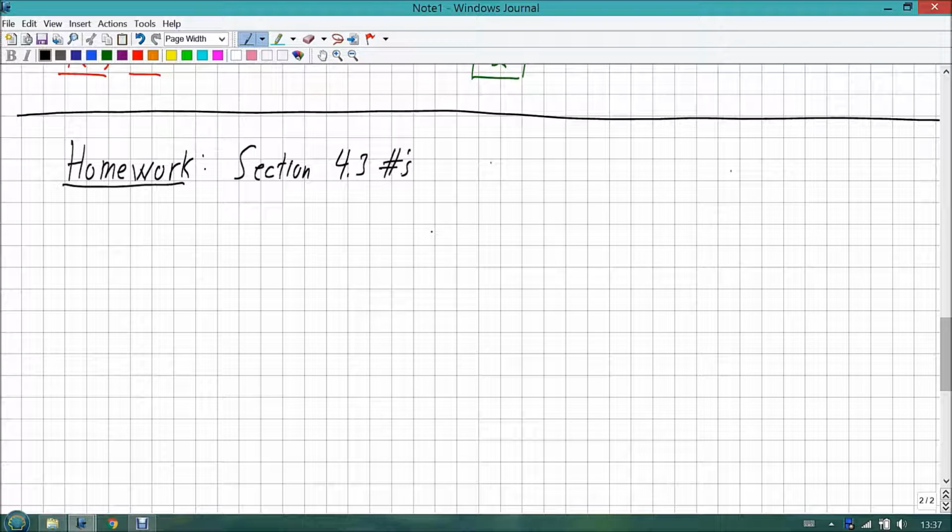All right, section 4.3, and we're going to do numbers 3 through, I believe, 27. Let me double check. Yep, 3 through 27 odd. And for those that need to know, this is on page 253 in your textbook. All right, good luck and have fun.